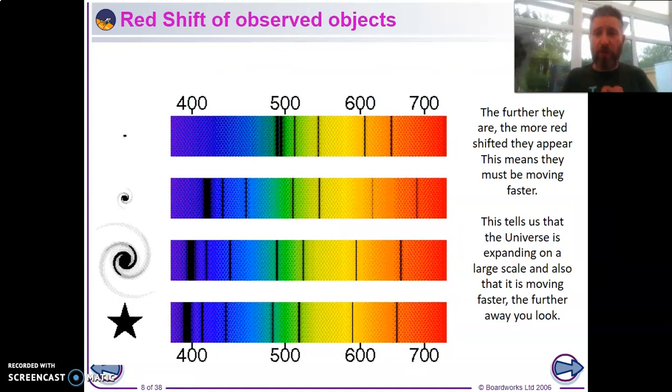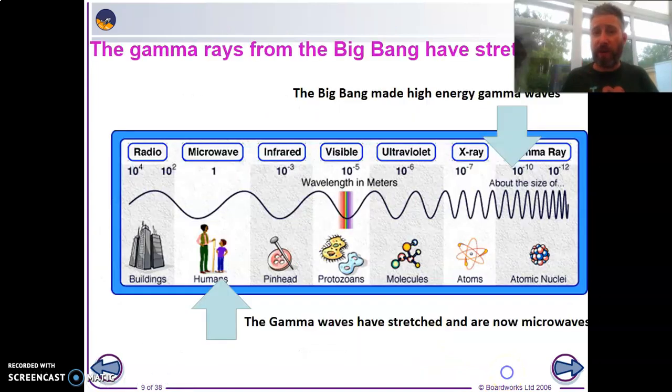Okay, so this shows you how it changes. You can see these spectral bands shifting further over towards the red end of the spectrum based on how far they are apart. So why do they shift?